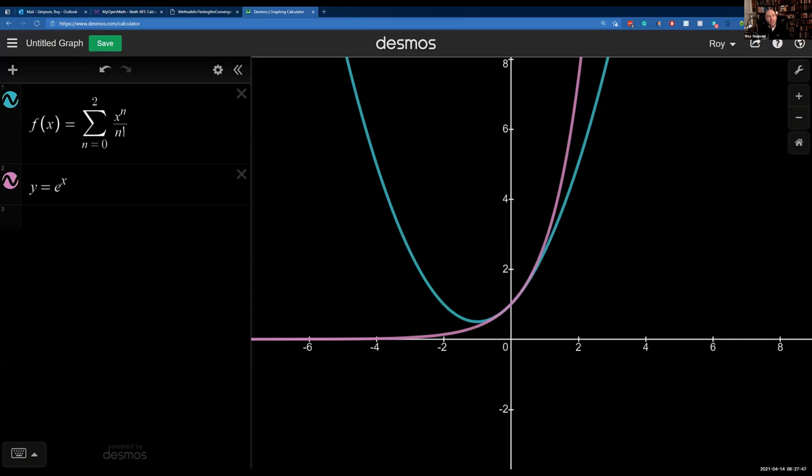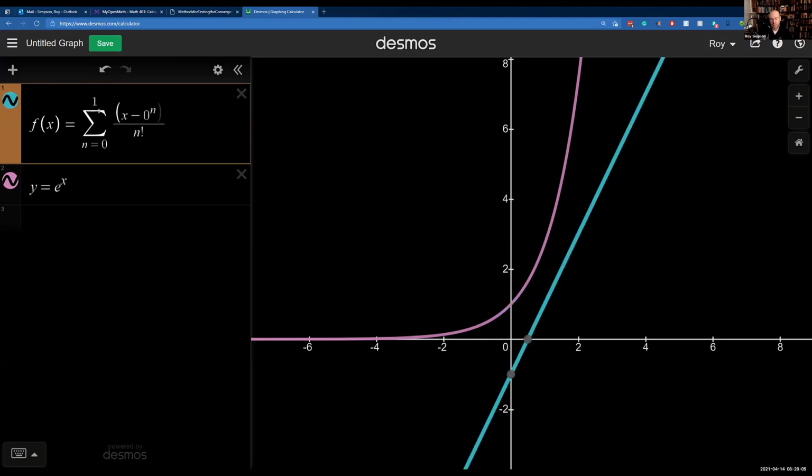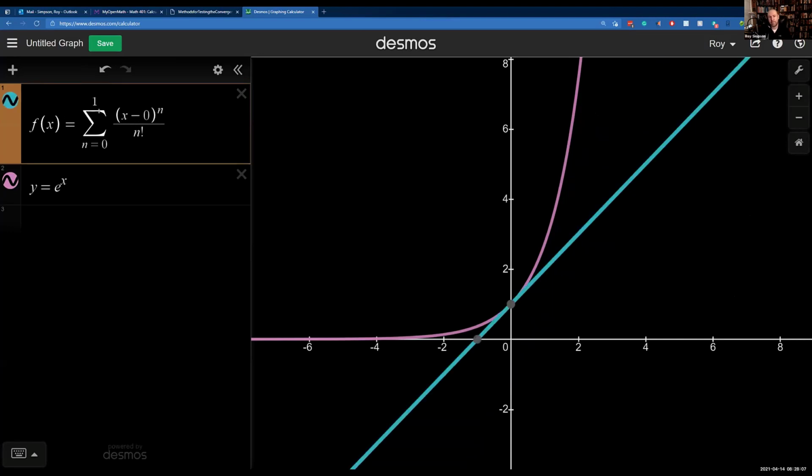Okay. So I have this power series. It's a function of x. It's a big, long polynomial. If I only have a couple terms in it, a zeroth and a first term, it looks like that. Remember, this power series is centered at 0, right? That's what it technically is.